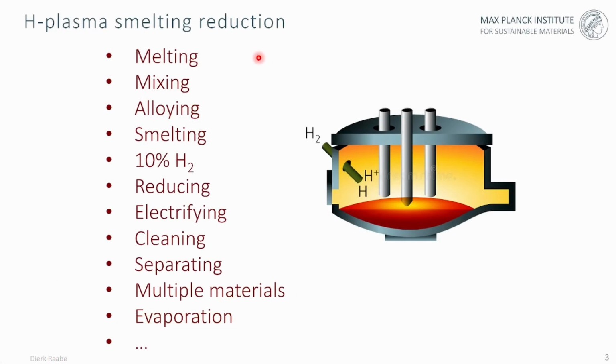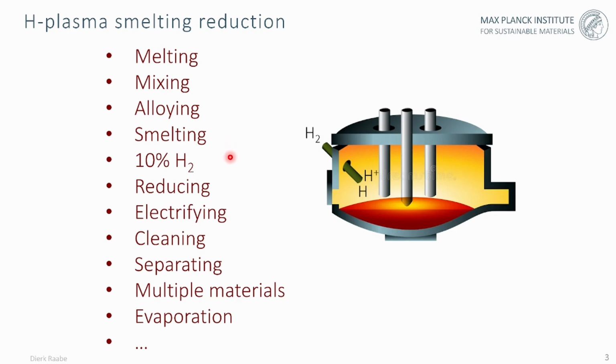The plasma smelting reduction has a couple of features. It would typically melt the oxide, so you reduce the metal in a liquid state, very different from direct reduction where you reduce the material in its solid state. Then you mix, of course, this ionic liquid intensely, and you can also alloy it. That means you can blend it with all kinds of other things or other ores or other minerals or scrap and so on. And then you smelt it. That means you do not only melt it, but you also reduce the liquid ionic material.